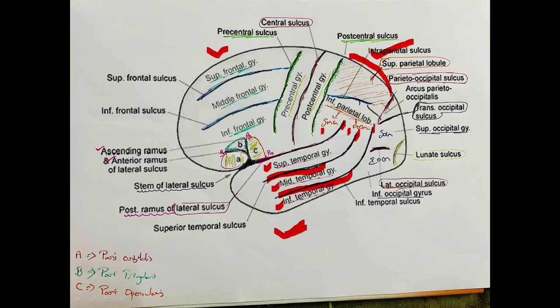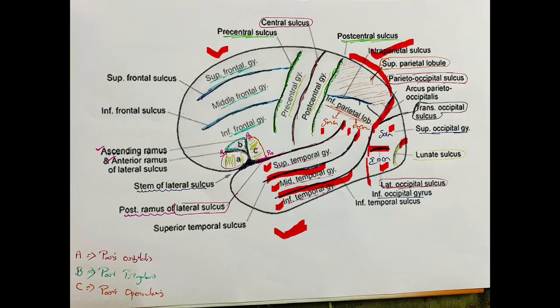Next, we are going to discuss the occipital lobe. The parieto-occipital sulcus differentiates the occipital lobe. And now we have another sulcus, the lateral occipital sulcus, which differentiates it into the superior occipital gyrus and the inferior occipital gyrus.